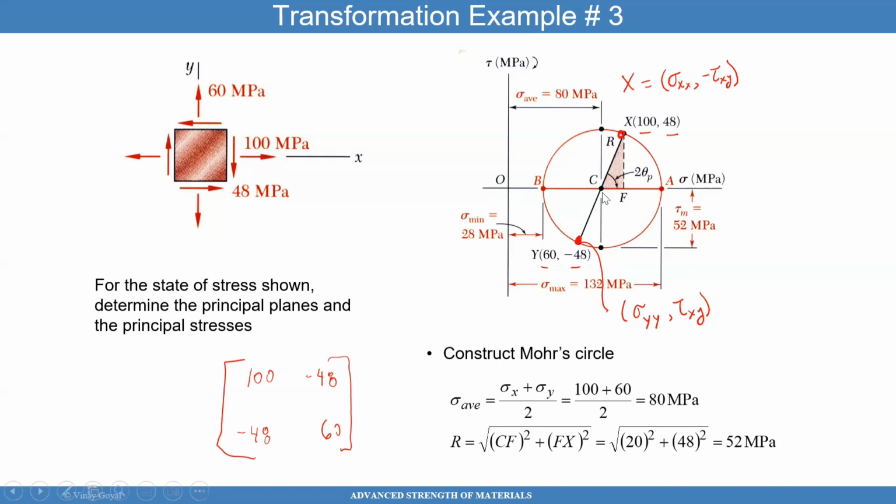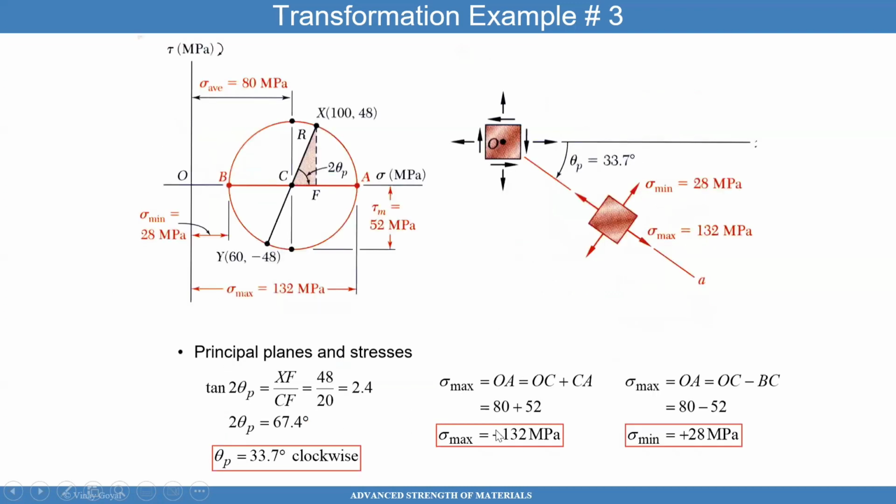So therefore, if you take 80 and add 52, from this point to this point, you get the maximum principal stress. And if you take the center, which is at 80, and subtract 52, you get the minimum principal stress. So principal stress will be intersecting with the x-axis. But I know this orientation, so I can find this angle very easily. So therefore, I can find for you the principal plane where that occurs, which is half of that angle.